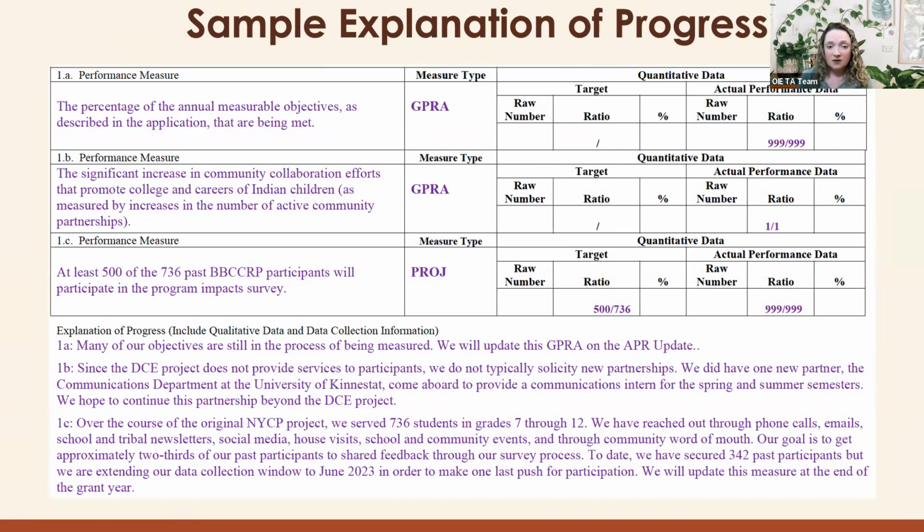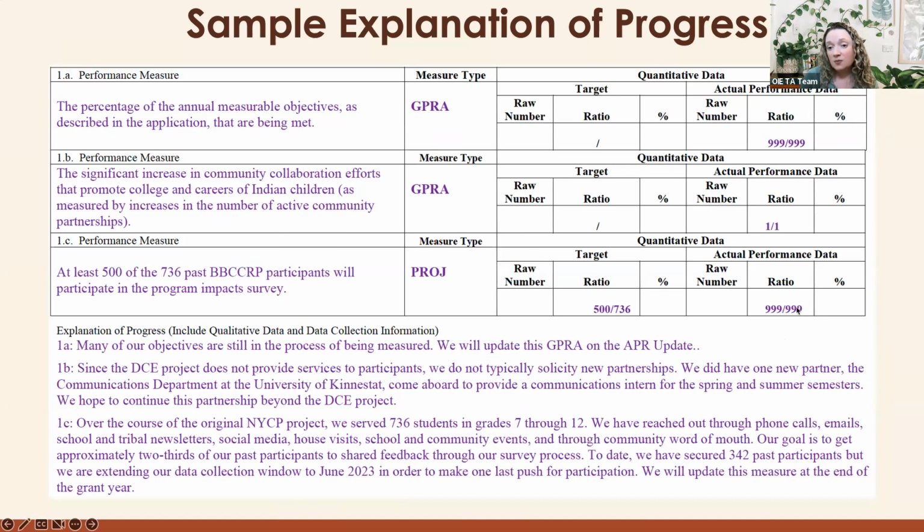So I'm including information about, okay, well, we serve this many kids. We've reached out through phone calls, emails, newsletters, social media, house visits, community events, word of mouth. Our goal was to get 2/3 to actually participate in the feedback process. So far, we've gotten 342, and that's why we extended our data collection. I'm giving you the full picture of what's going on, even though if you were to look up here, I said data not available.